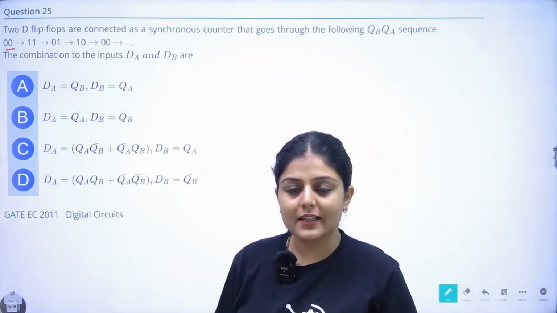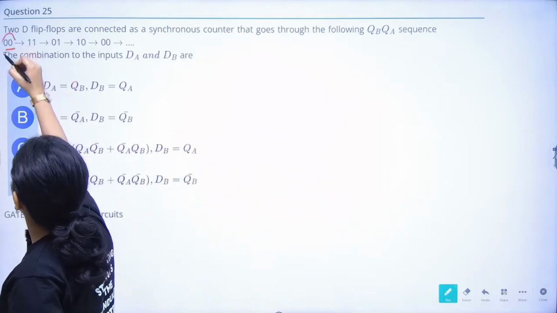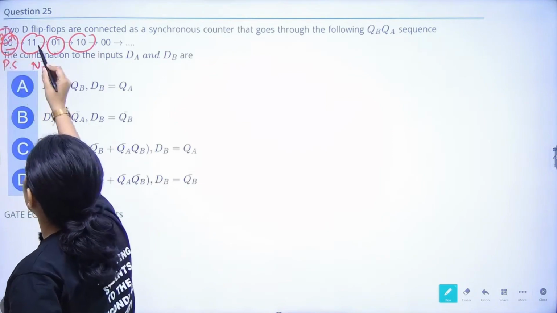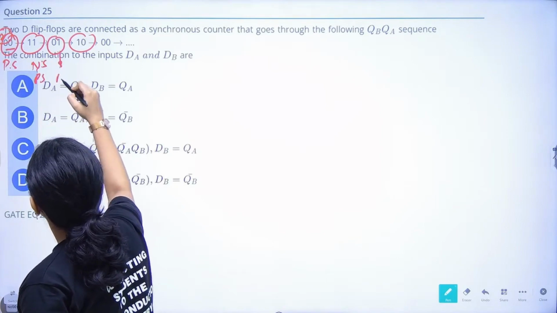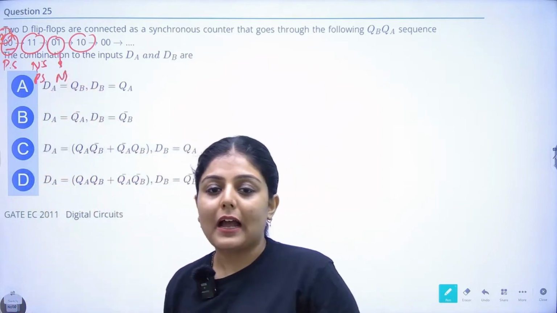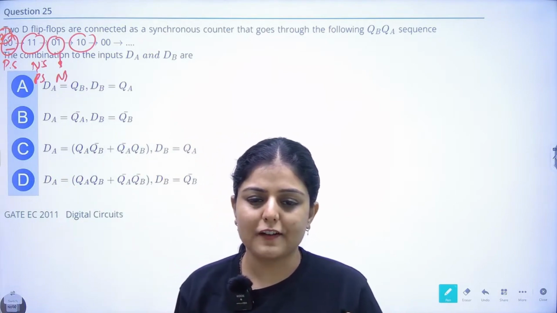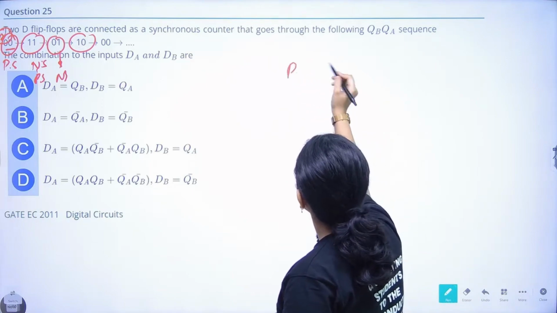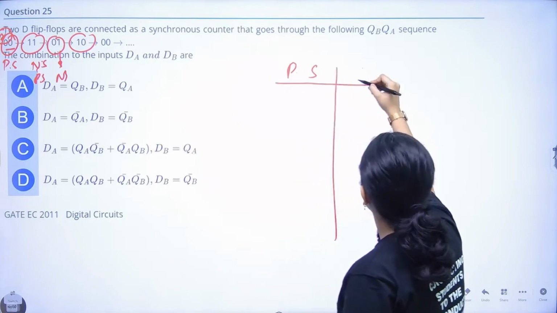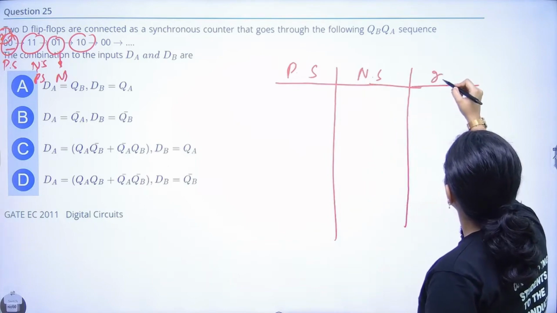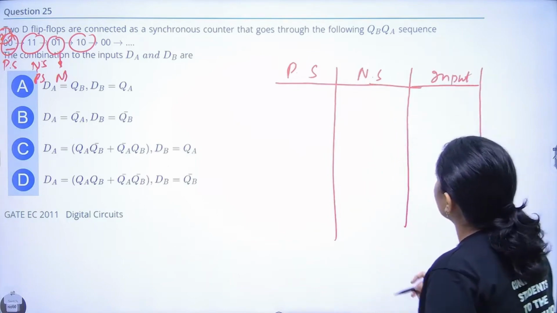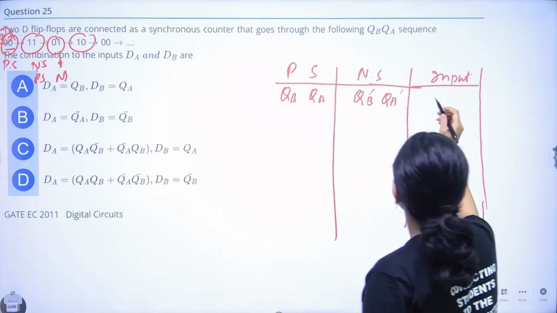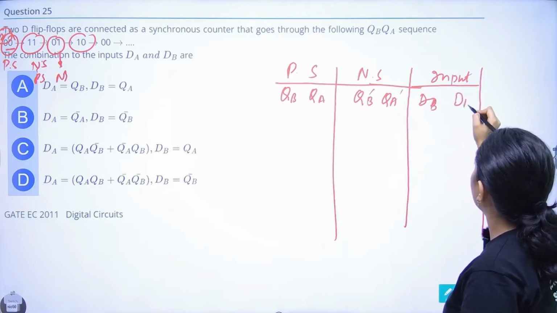It's easy, right? All the previous states and next states are given to us. If the sequence follows something like this, this becomes the previous state and this becomes the next state for the first clock. For the second clock, this becomes the previous state and this becomes the next state, and so on. We are using D flip-flops. As we know, a D flip-flop is a transparent flip-flop and it is synchronous, so all the movements are simultaneous. So I can write the previous state, next state, and the values of inputs. Inputs are nothing but DA and DB. So the values of previous state QB, QA, next state, and inputs DB, DA accordingly.